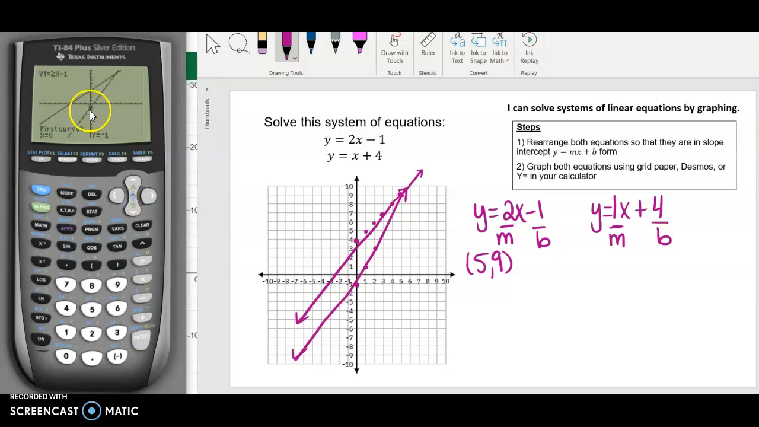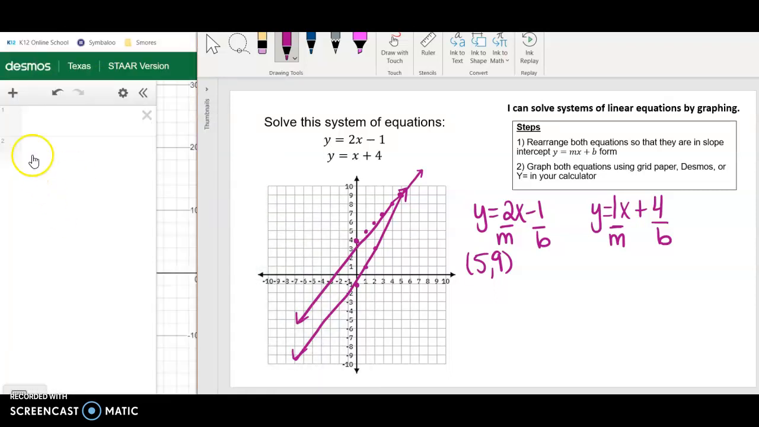And it says first curve, and you can see the cursor is on my first line, so I hit enter. Second curve, and then you can see it's on my second line, so I hit enter. And then now it's asking me, do I want the calculator to guess the intersection point? And I do, click enter. And it does tell me the intersection is at 5, 9.